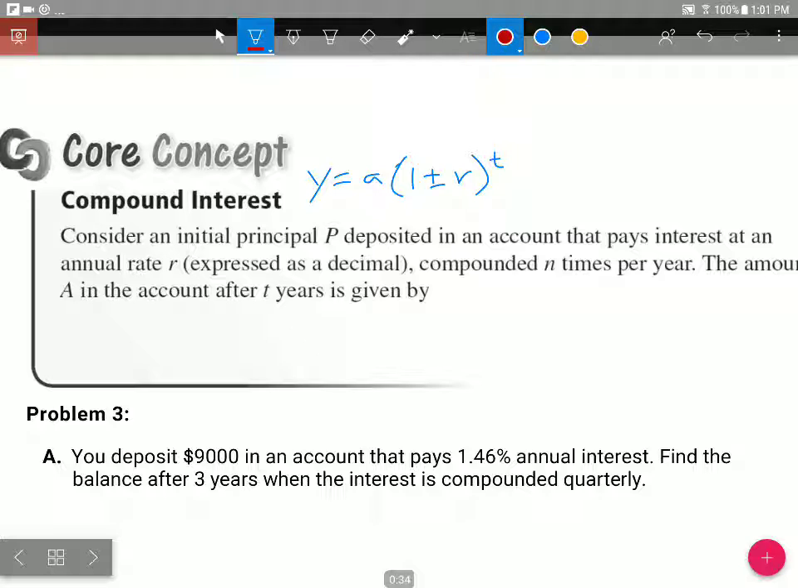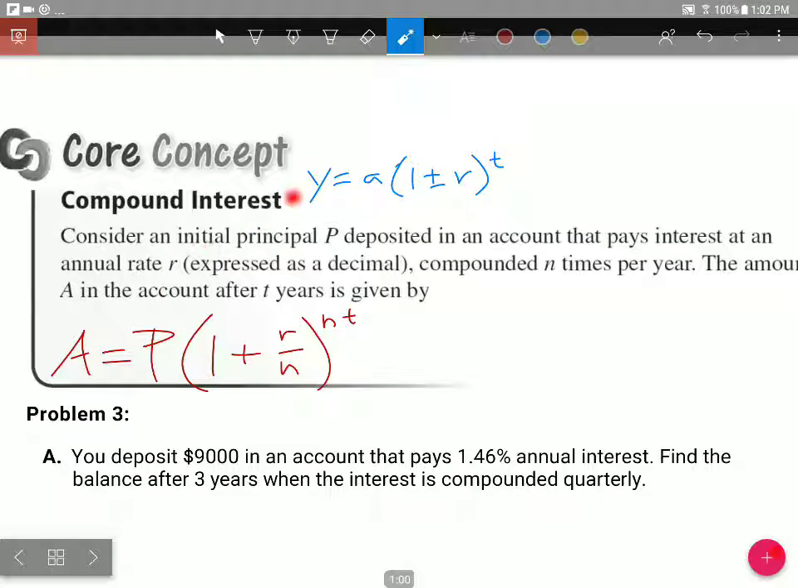It is A equals P, parentheses, 1 plus R over N, to the NT. All right, now I will say this. These are accountants, so they like to use their own letters, just like scientists like to use their own letters. Whatever. This Y and this A down here, those are the same thing. That's your ending point. This little a and the big P, those are also the same thing. Those are both your starting points. Your T is still your time. Your R is still your rate. N is the only really new thing here.